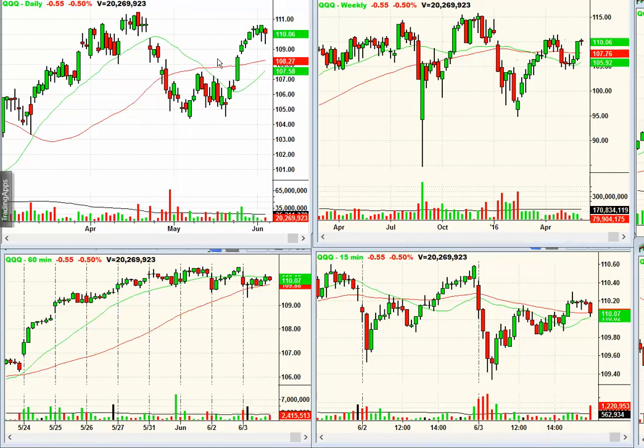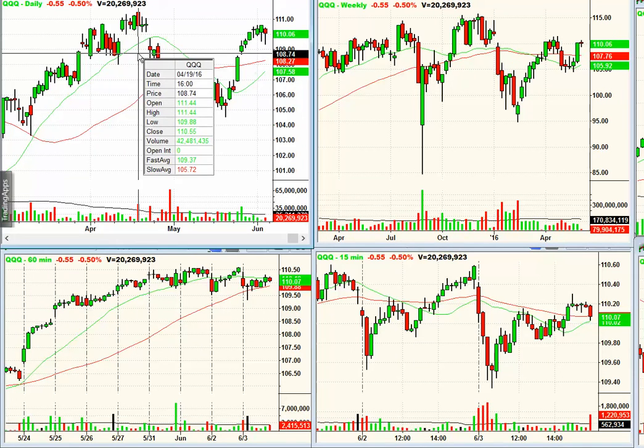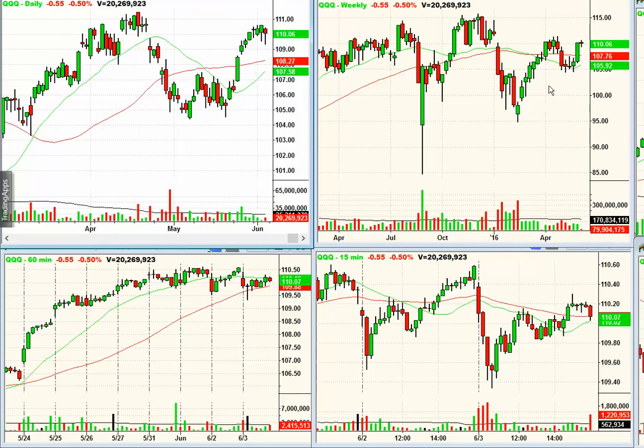If it can break above that high, and that high is 111.44, so say 111.50 to 112, then technically the next resistance point is at 115, which I talked about in the last video. If you're short in this thing, right now I am flat on the Qs. I was short, took profits, got stopped out of my back piece for a small gain, and I'm out, flat right now, watching as it tests this area.